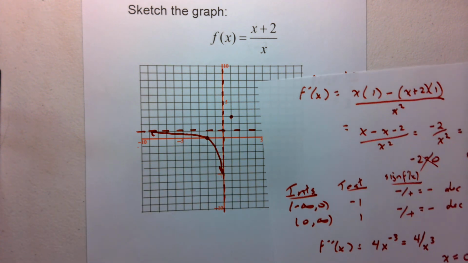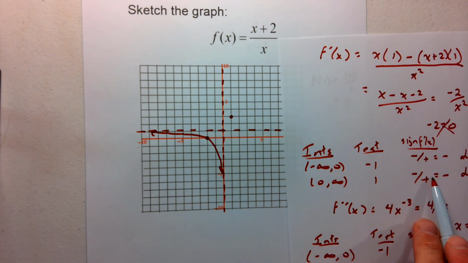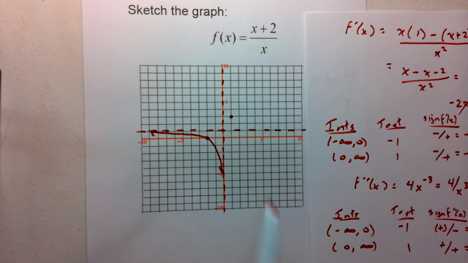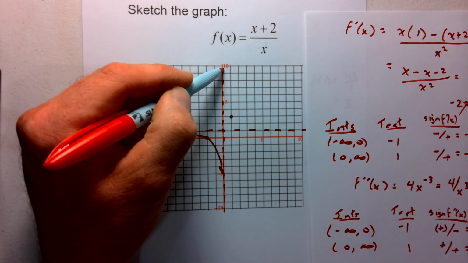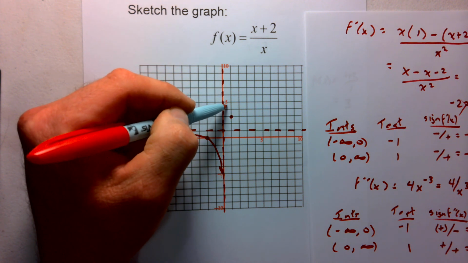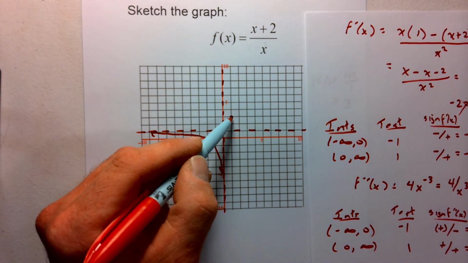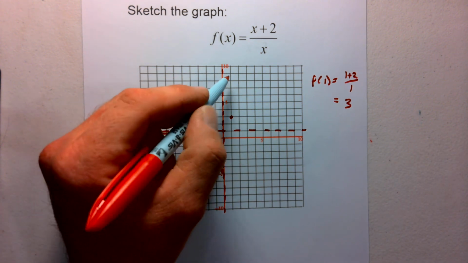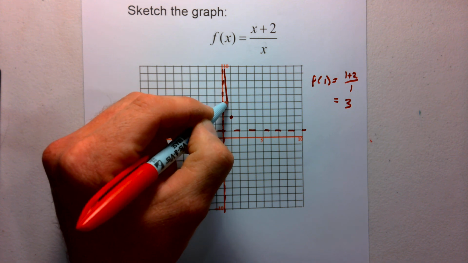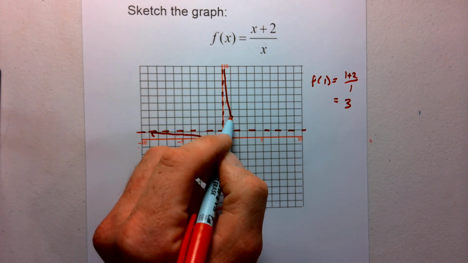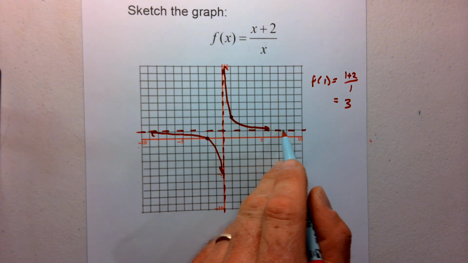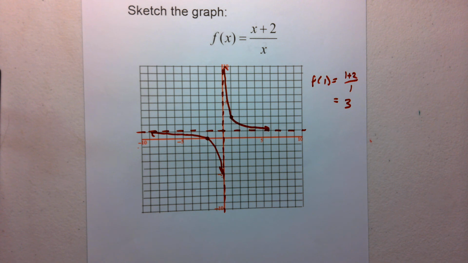Now, looking at the information I have from my charts, I know I'm decreasing from 0 to infinity, and I'm concave up from 0 to infinity. So if I decrease, that means I have to start high. I'm going to come down to my point, and then from that point I'm going to continue out, getting closer to that horizontal asymptote. So I'm going to decrease, I'm concave up, and I'm going to continue that curve, but I'm going to get closer to this asymptote here. And that gives you the graph of what x plus 2 over x is going to look like.